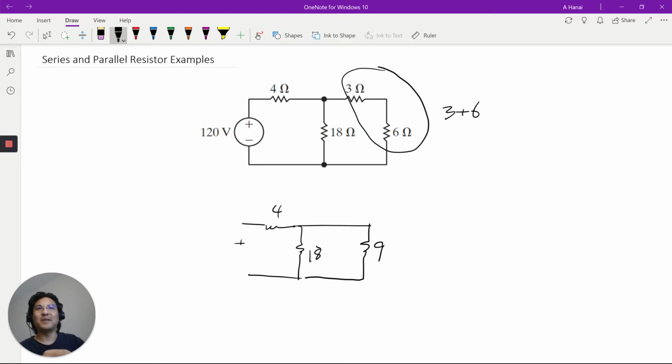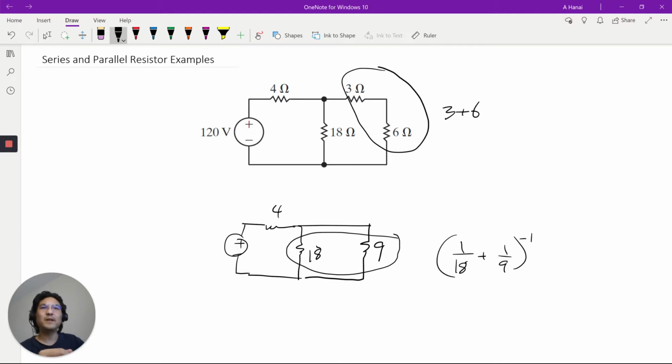Okay, so now you take a look at this. Is anything in series? Anything in parallel? These two are in parallel. So how do you compute the equivalent resistance of two resistors in parallel? It's 1 over 18 plus 1 over 9, and then take the reciprocal. Just punch this in the calculator, but 1 over 9 is 2 over 18. So that's the reciprocal of 3 over 18.